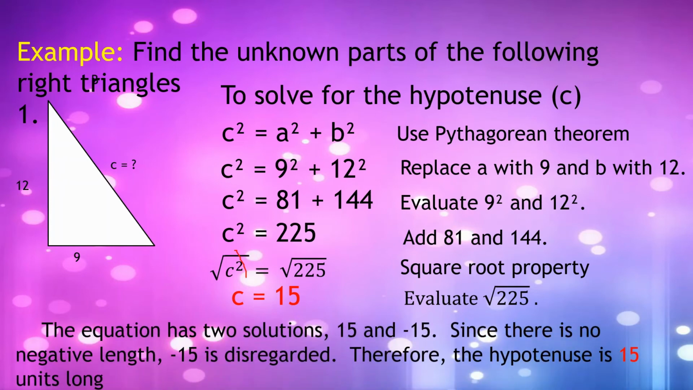The equation has two solutions: 15 and negative 15, right? Since there is no negative length, negative 15 is disregarded. Therefore, the hypotenuse is 15 units long.